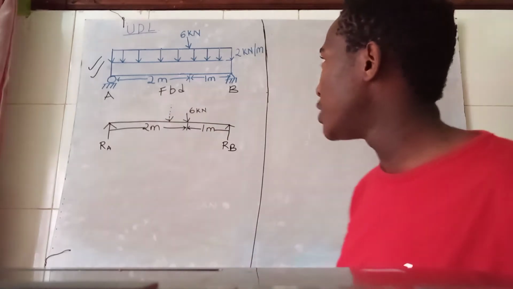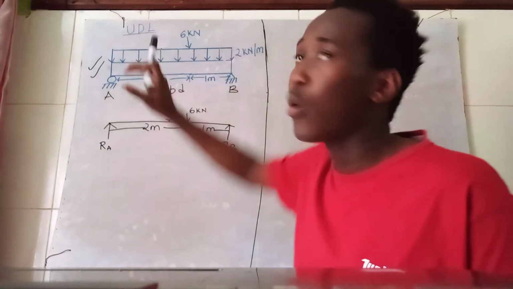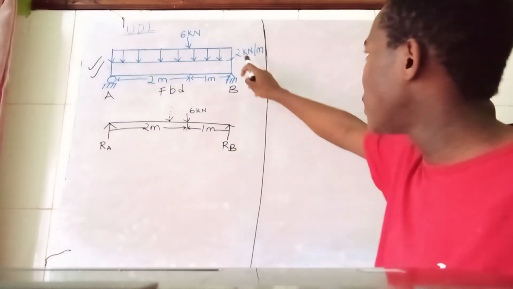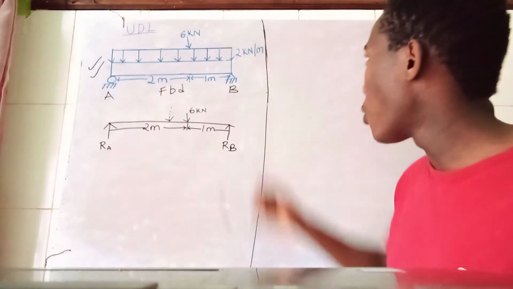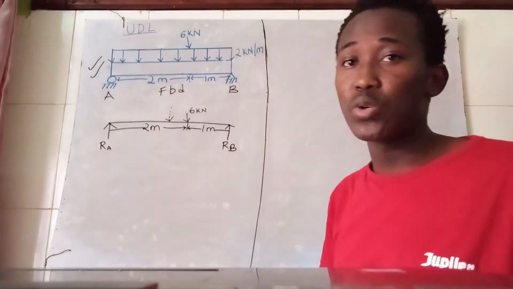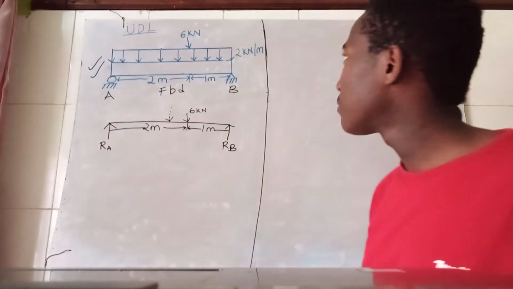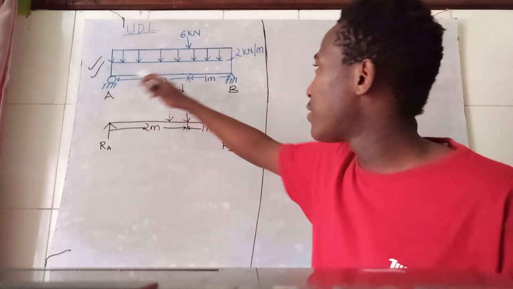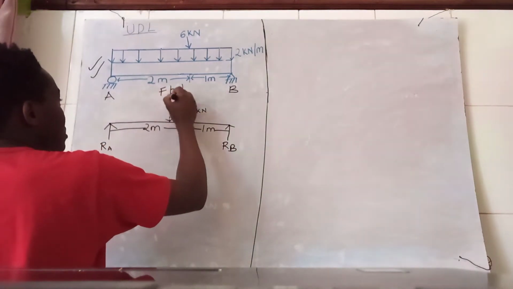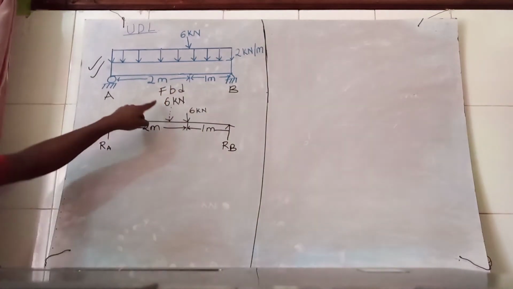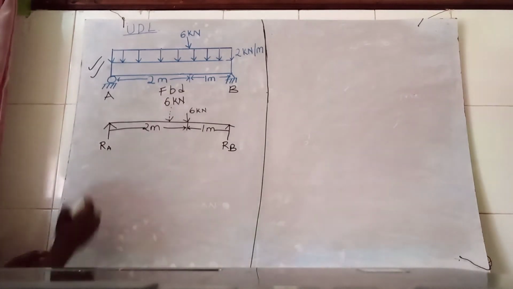So how do we get the UDL? The UDL is acting across the whole beam, and its value is 2 kilonewtons per meter. So how do we get the value of UDL? We multiply the 2 kilonewtons per meter times the entire length of the beam. 2 plus 1 is 3, so 2 multiplied by 3 is going to be 6. So at the top here, 6 kilonewtons. That is the value of my UDL. With that, I'm now going to solve the question.